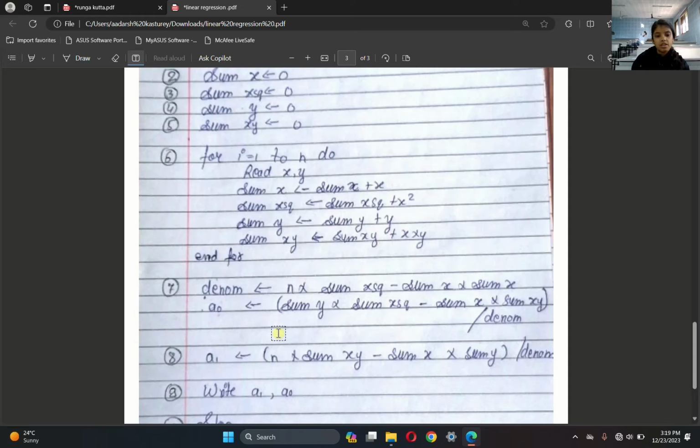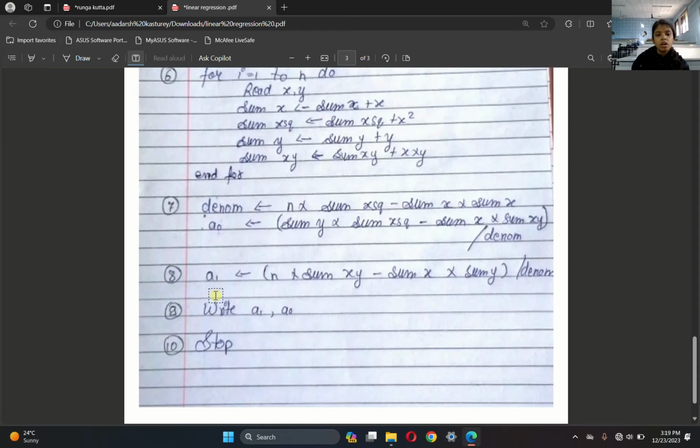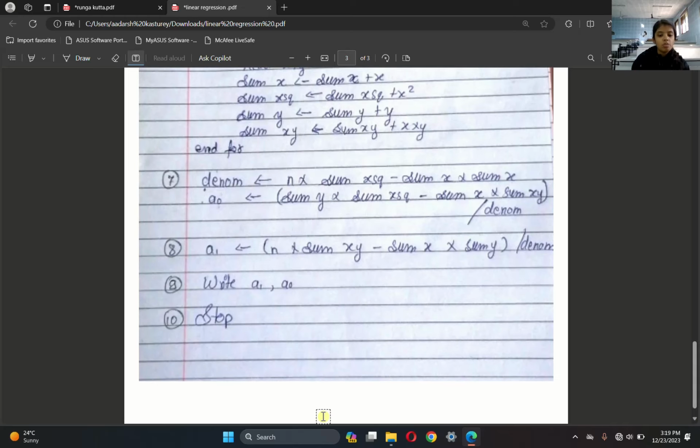Then in step number 7, denom is initialized by n into sum x sq minus sum x into sum x. Then a0 is initialized by (sum y into sum x sq minus sum x into sum xy) divided by denom. Then in step number 8, a1 is initialized by (n into sum xy minus sum x into sum y) divided by denom. Then in step number 9 we write a1 and a0. Then in step number 10 we stop the algorithm.